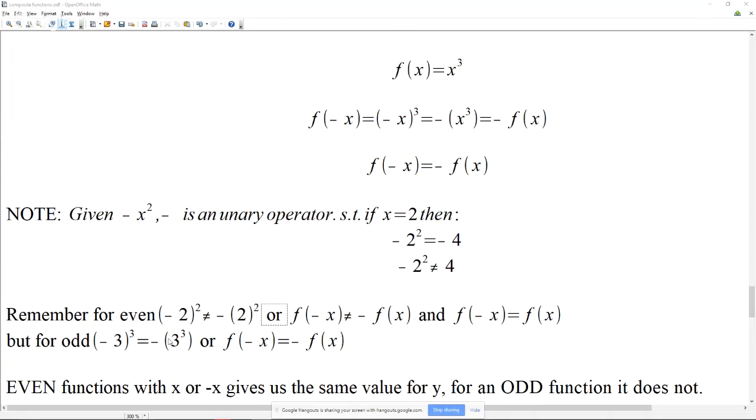So it's going to be 3 raised to the 3rd, right? Which is 3 times 3, which is 9, times 3 is 27. So this will be -27. Or I can also take -3 and raise it to the 3rd, and I still get -27. Either way, I get -27. That doesn't work with these even numbers.